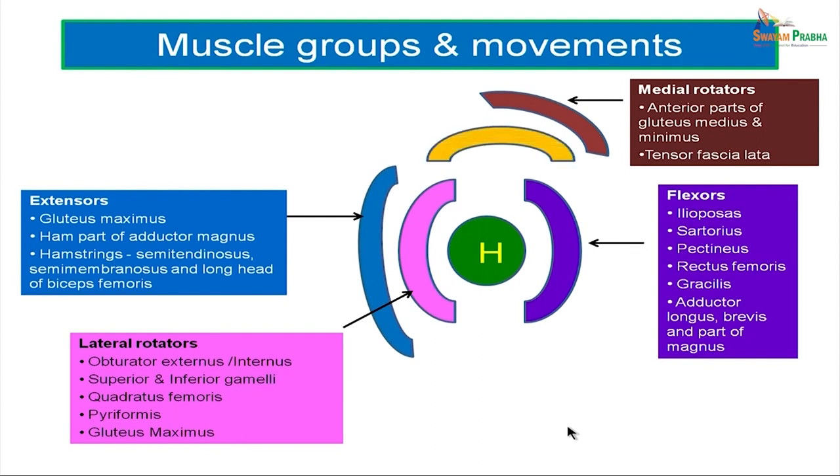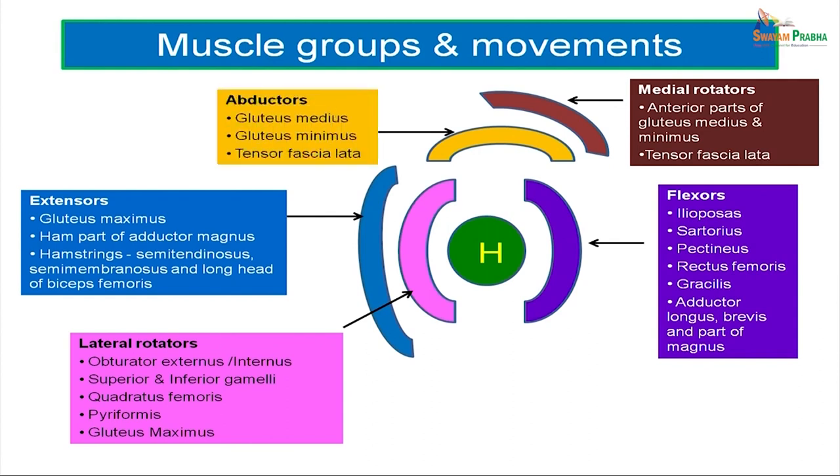The posterior superior aspect and the superior aspect of the hip joint are related to the abductors, which are the same muscles, gluteus medius, gluteus minimus, and tensor fascia lata. If you compare these two, the anterior parts of gluteus medius and minimus and tensor fascia lata cause medial rotation, and the same muscles also cause abduction at the hip joint.